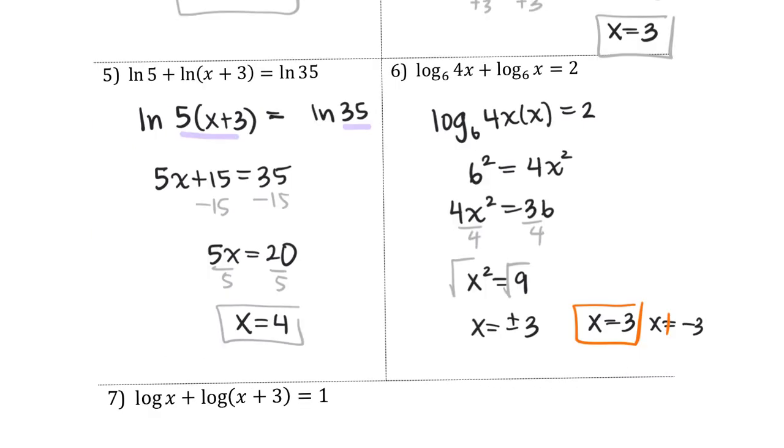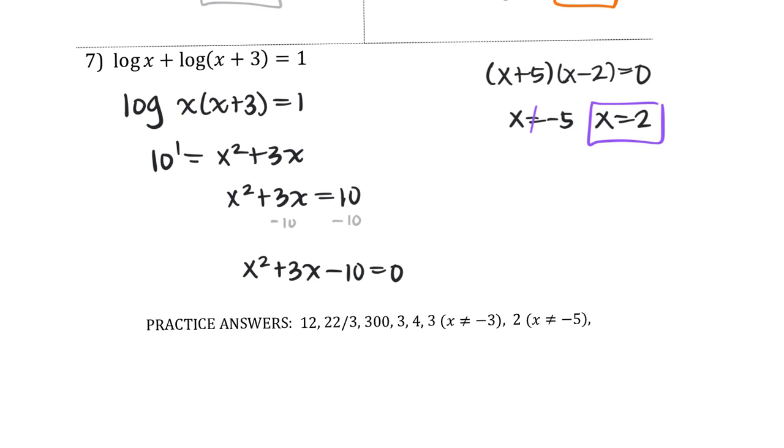Okay, for number 5, I did the log properties, but then they both had ln's. So it turns out that 5 times x plus 3 equals 35, and I got x equals 4. For 6, 4x times x is 4x squared. So I got x equals positive and negative 3. 3 was okay. Negative 3 made this log have a negative argument, so it was not okay. And then for the last one, I found that x equaled negative 5 and 2, but when I plugged in negative 5, it made me have to log a negative, which I'm not allowed to do. So negative 5 was the extraneous solution, and x equals 2 was the valid solution.